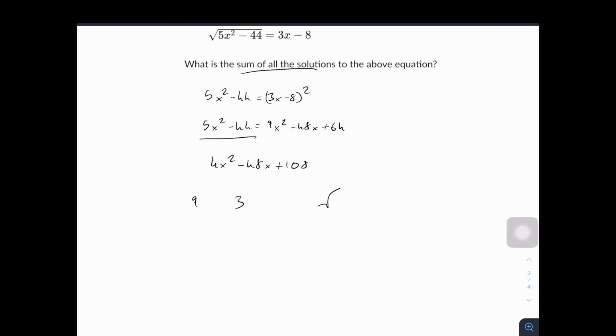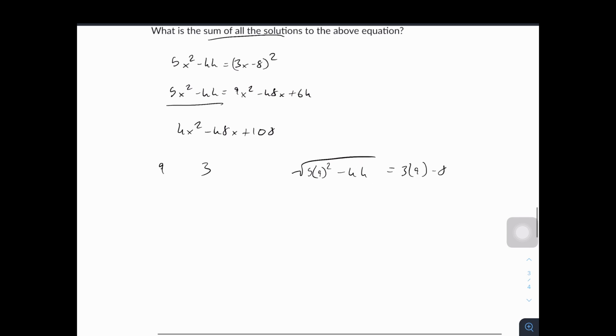Let's first check 9. Square root of 5 times 9 squared minus 44 is equal to 3 times 9 minus 8. So 9 times 9 is 81, times 5 is 405. Square root of 405 minus 44 is equal to 27 minus 8. Both of these are positive, so 9 is valid.